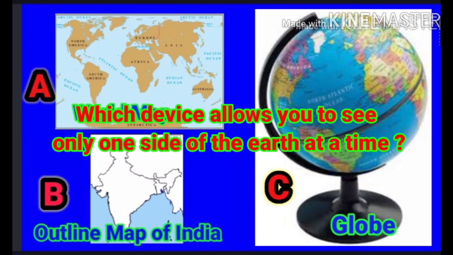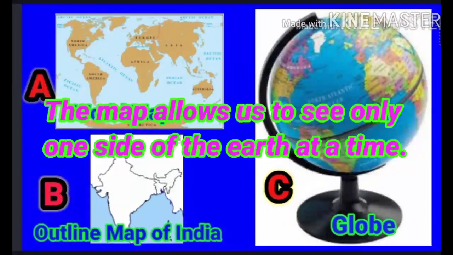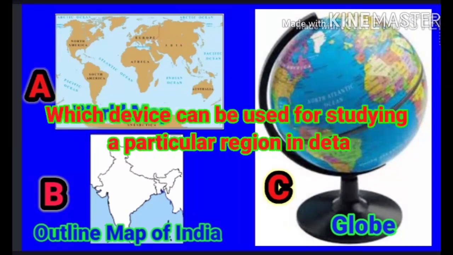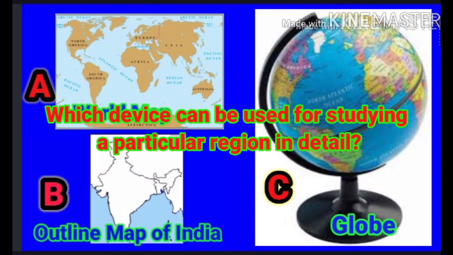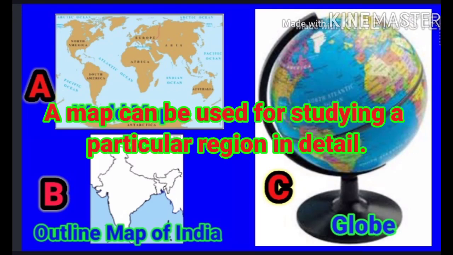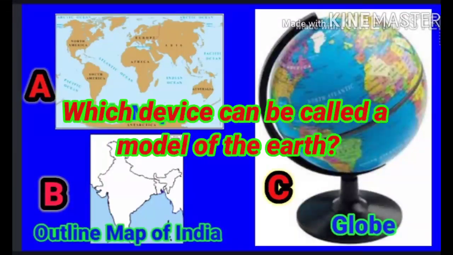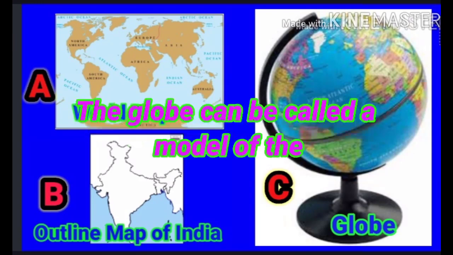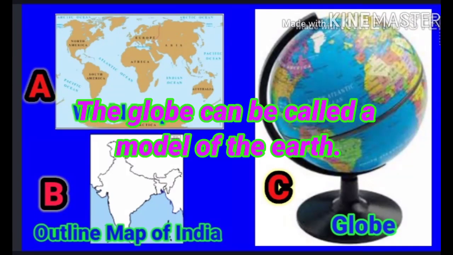Which device allows you to see only one side of the earth at a time? The map allows us to see only one side of the earth at a time. Which device can be used for studying a particular region in detail? A map can be used for studying a particular region in detail. Which device can be called a model of the earth? The globe can be called a model of the earth.